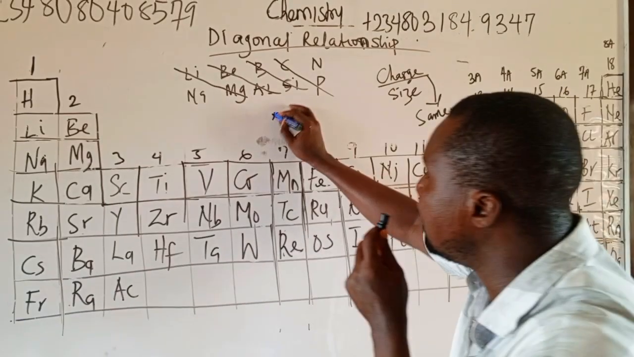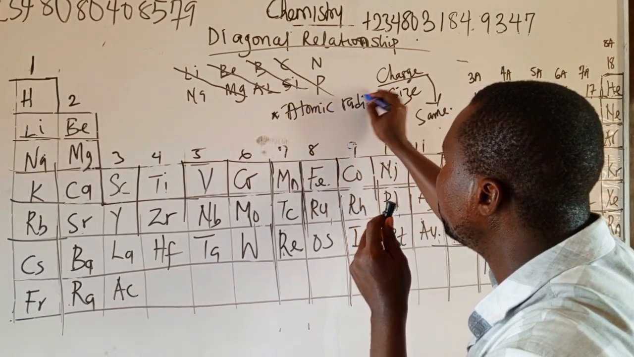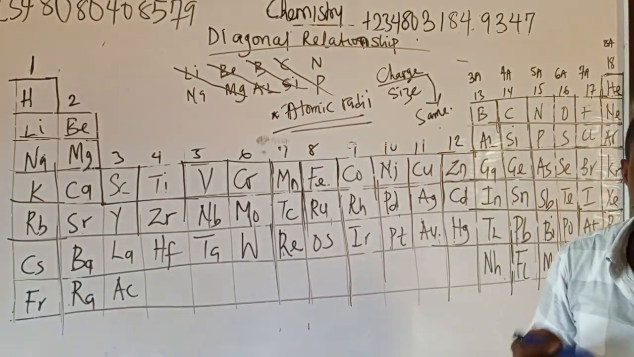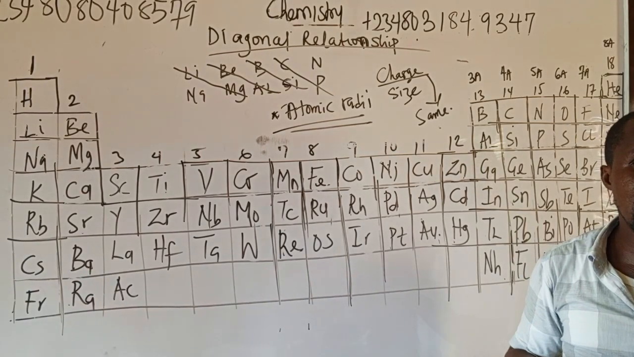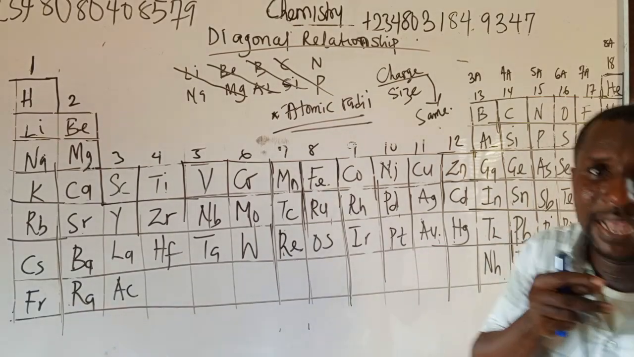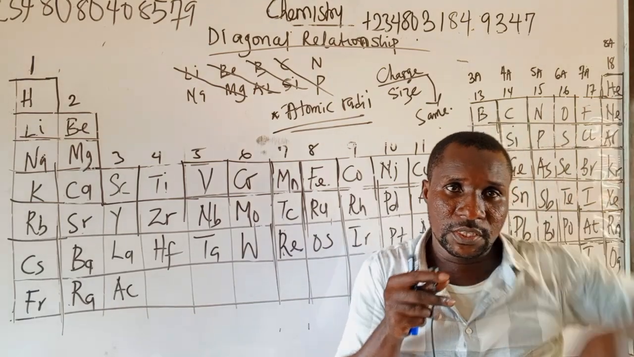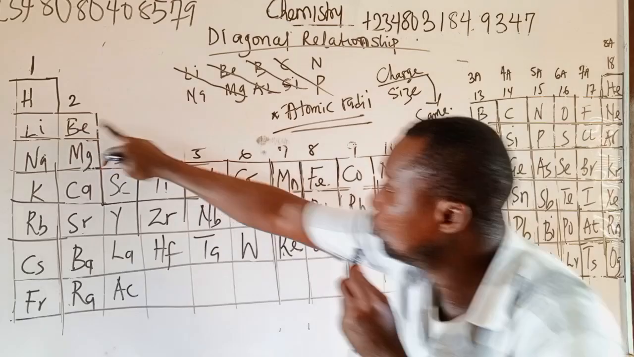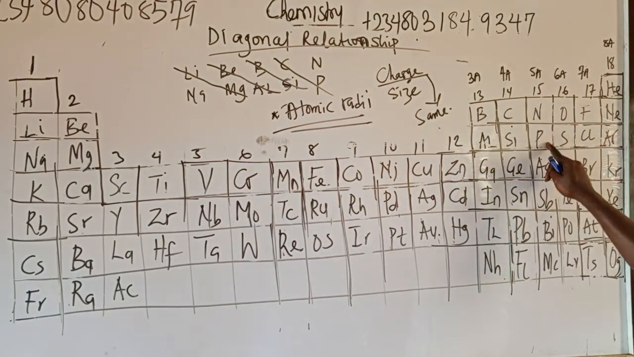Take note, another point. The atomic radii is the same. Elements that exhibit diagonal relationship, their atomic radii is the same. And diagonal relationship occurs between elements in period 2 and elements in period 3 of the next group. Period 2, period 3.